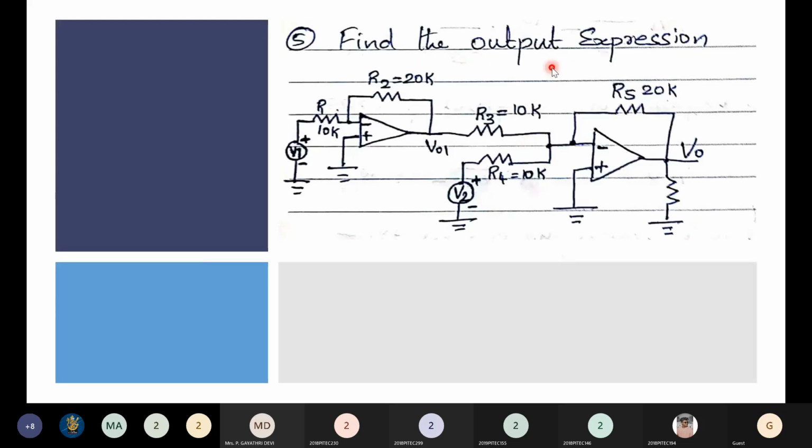Find the output expression. See again, it's not a single circuit. You could see some set of circuits are here, and finally we need to produce the output. What did I tell you? Always first we have to identify what circuit this is. Generally, it is possible to write an expression, is it not? So we can split this circuit into two. Since you have two op amps, first we'll see what is the circuit around op amp 1 and then what is the circuit around op amp 2.